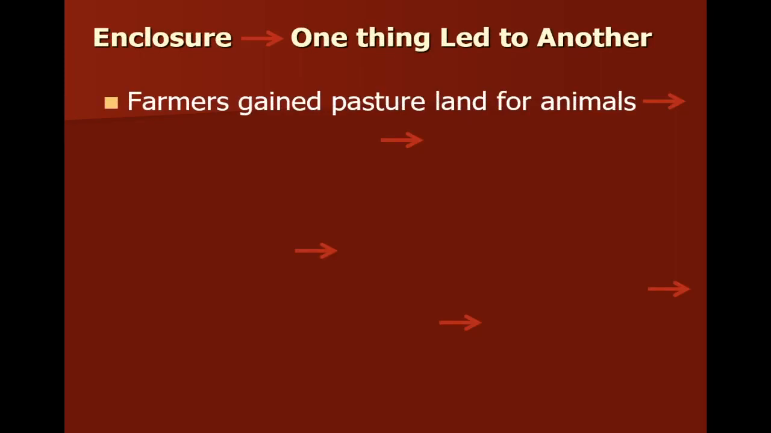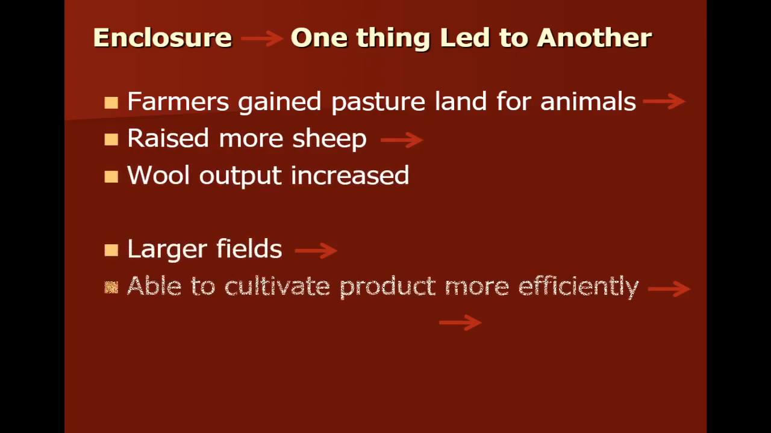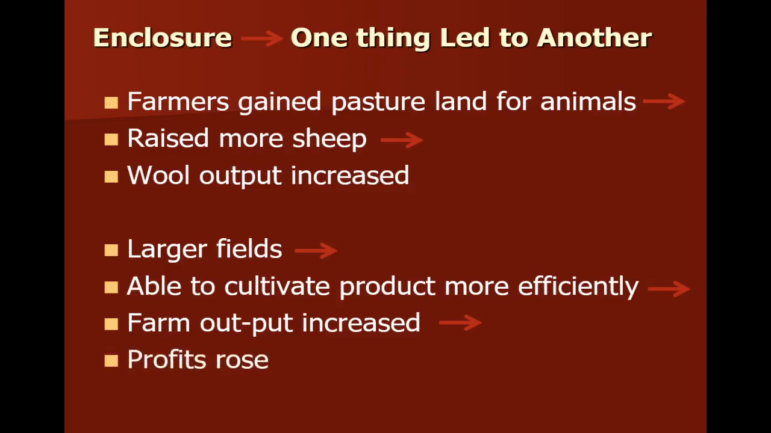Farmers gain pasture lands for animals. They raise more sheep. Wool output increases. Larger fields are created. They're able to cultivate product more efficiently. And farm output is going to increase. So profits are going to rise.